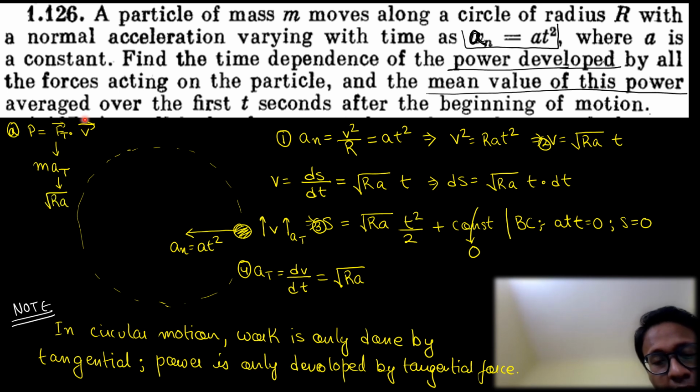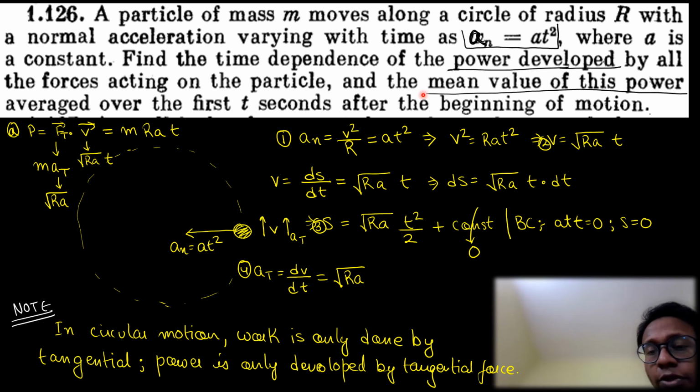What is tangential velocity here? Tangential velocity is nothing but under root of RA into t. If you multiply these both, we get m into under root of RA times under root of RA t. So this is the instantaneous power by the tangential force, m RA t.